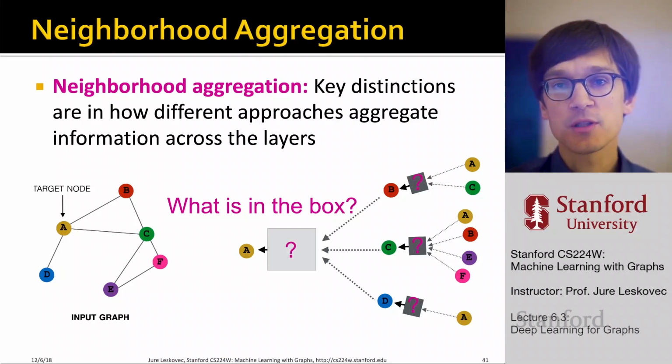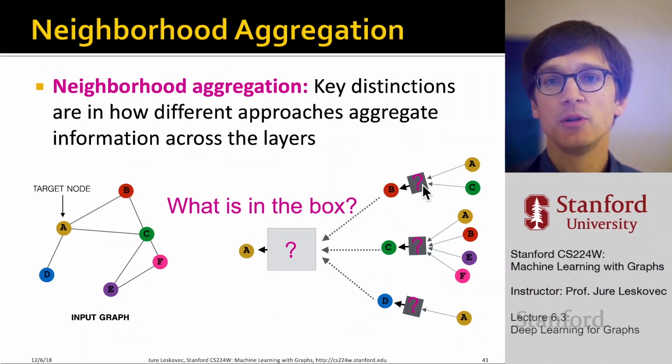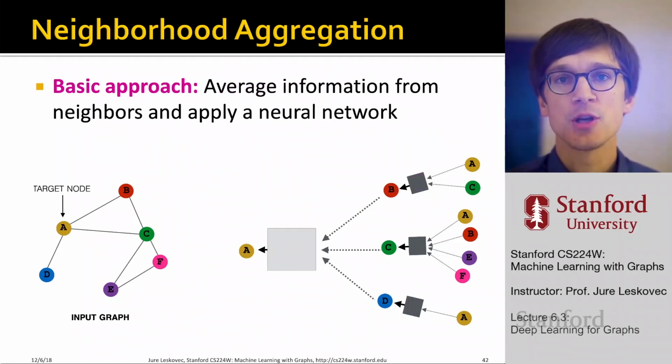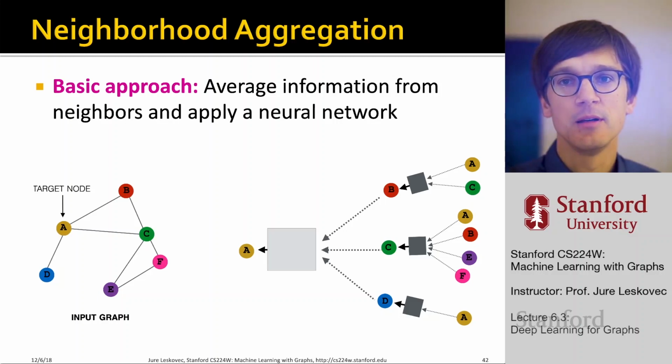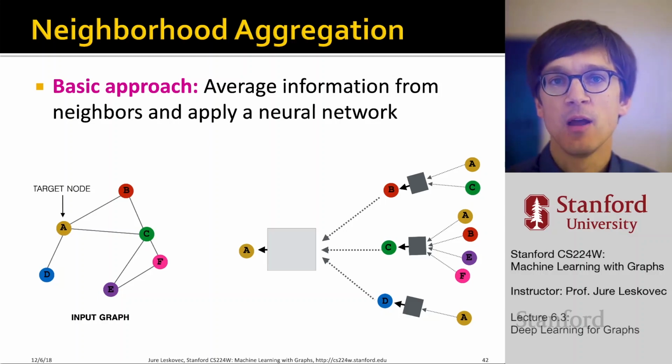So now, of course, the question that we haven't yet answered is, what is happening in these boxes? What do we put into these boxes? How do we define these transformations? How are they parameterized? How do we learn them? So the basic approach is to simply average information from the neighbors and apply a neural network. A summation is permutation invariant, because in whatever way you sum up the numbers, you will always get the same result. So an average or a summation is a permutation invariant aggregation function.